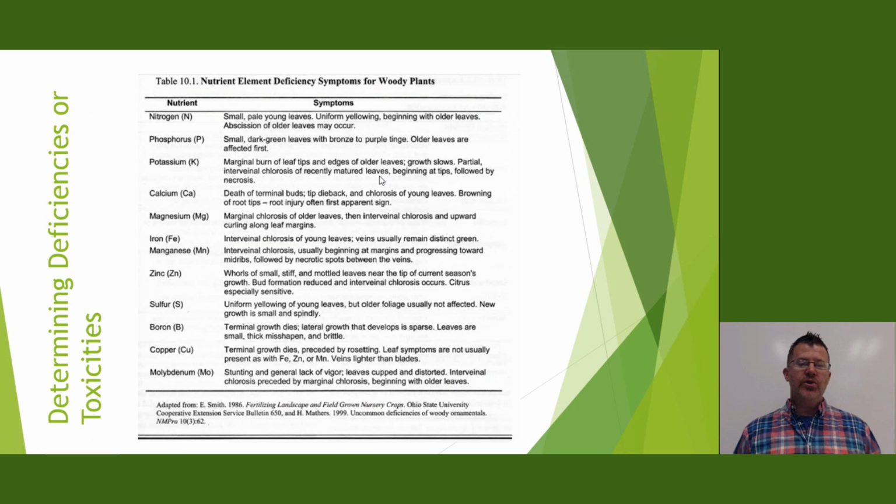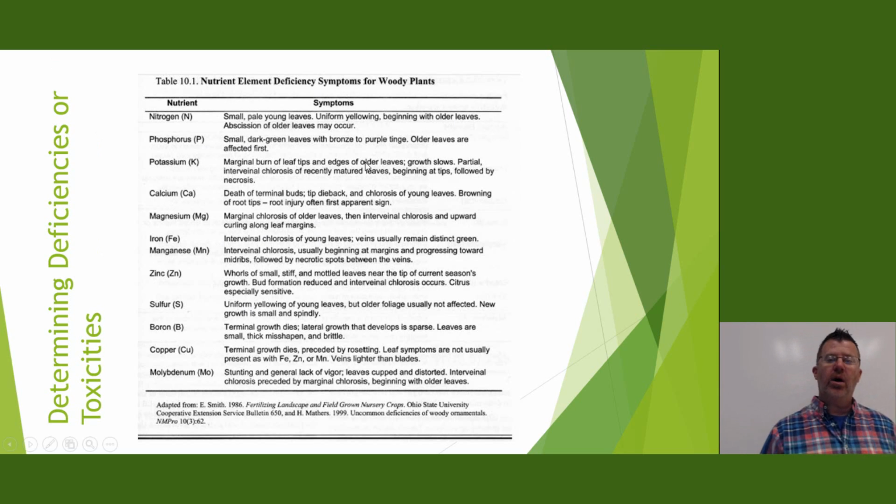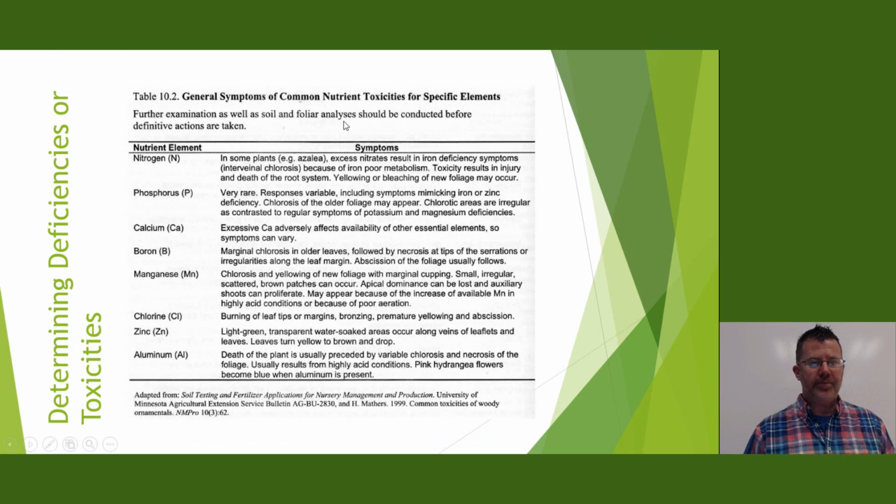Here we have some nutrient deficiency symptoms. I'm not going to read these all out for you, I just wanted to point these out. It's table 10.1. It has nitrogen, phosphorus, potassium, calcium, all the elements that we've talked about and their deficiency symptoms for woody plants. This could actually be testable material, guys, on your exam.